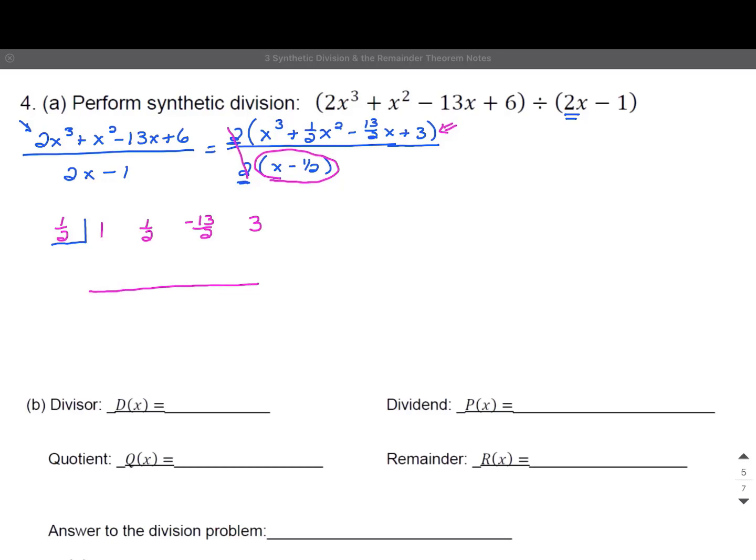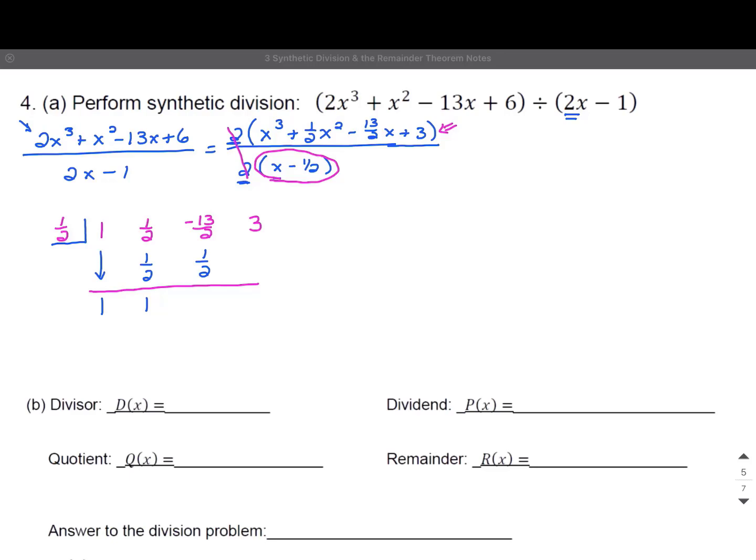I promise it's not as bad as you're afraid it is. I'm going to bring down the 1. Watch what happens. 1/2 times 1 is 1/2. What's 1/2 plus 1/2? Oh, that's 1. Okay, I can do that. 1/2 times 1, that's 1/2.